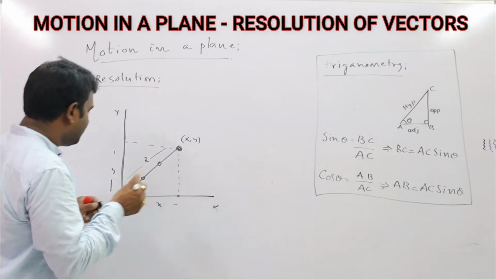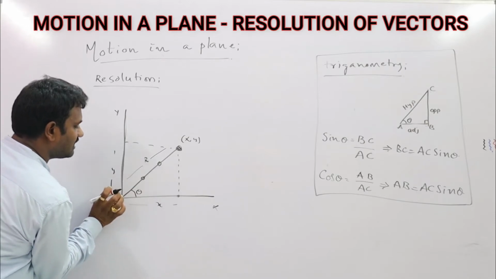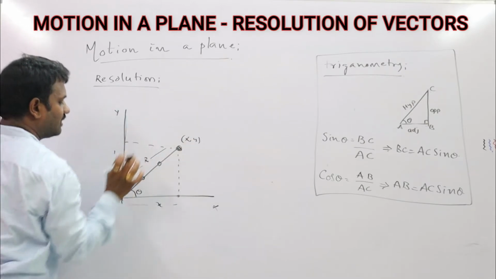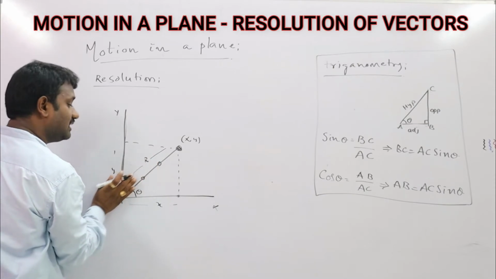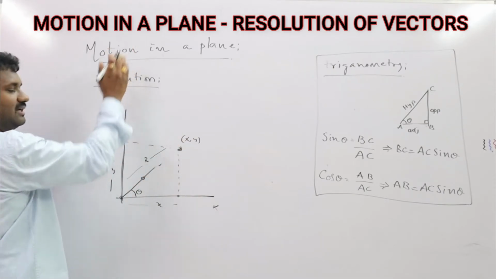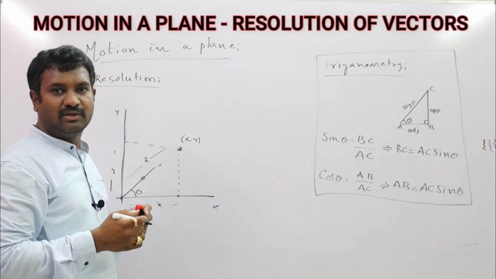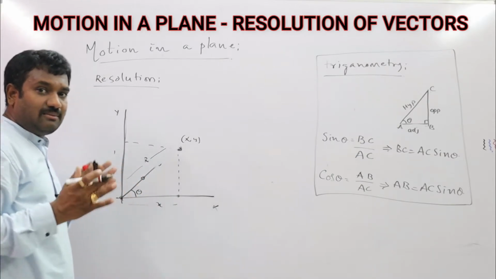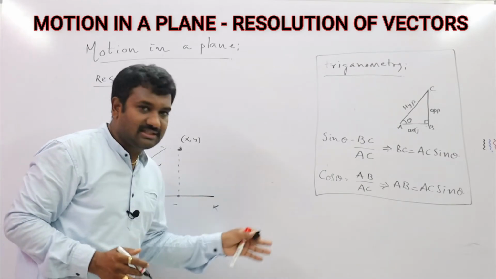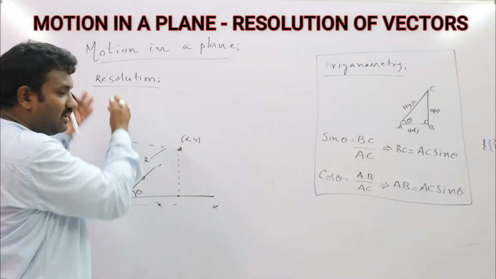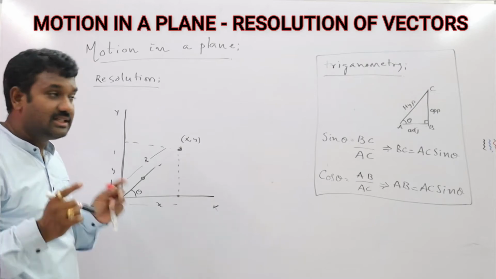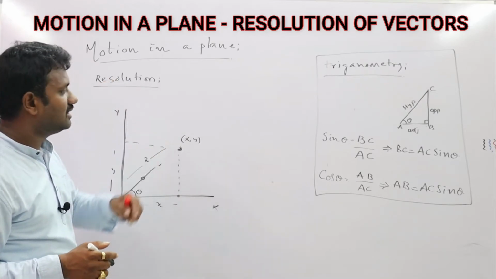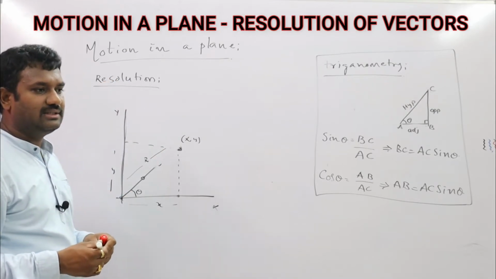For example, if an object is moving like this because of the application of force. If I am applying force like this, it is moving along the x-axis and also along the y-axis. So in such a case, how much force am I applying along the x-axis, and how much along the y-axis? That is given by the resolution of any physical quantity.